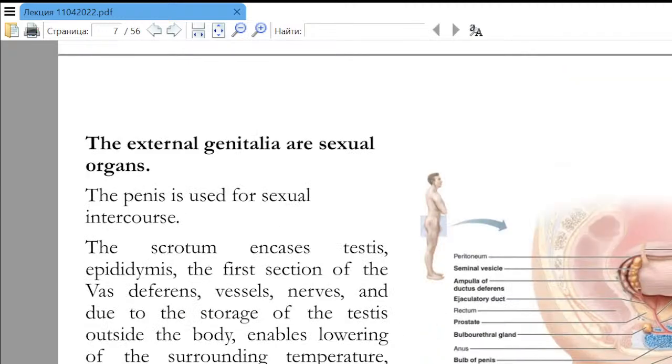The external genitalia are sexual organs. The penis is used for sexual intercourse. The scrotum encases the testis, epididymis, and the first section of the vas deferens, as well as vessels and nerves. Storage of the testis outside the body enables lowering of the surrounding temperature, which is necessary for the formation of sperm, spermatogenesis.